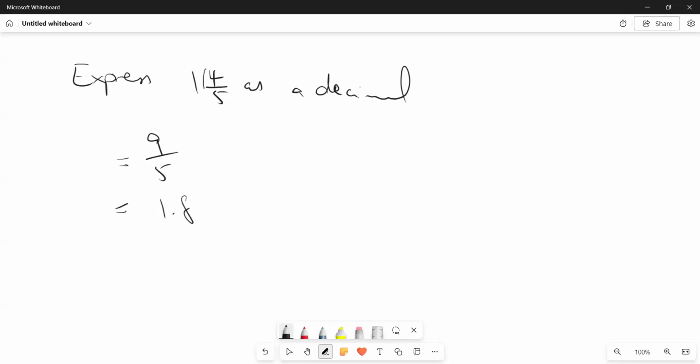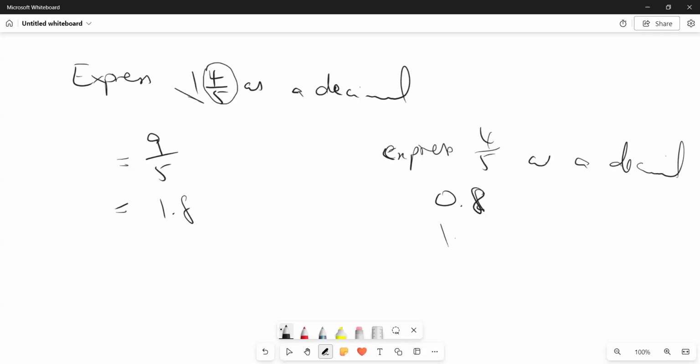Sometimes what you could do is take 4/5 and express 4/5 as a decimal, and you will get 0.8. And then there's a 1 in front, so you just put 1.8, right? You get it? Make use of your calculator extensively.